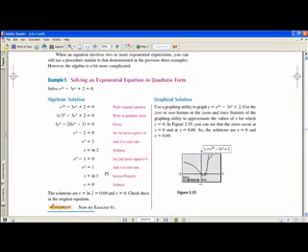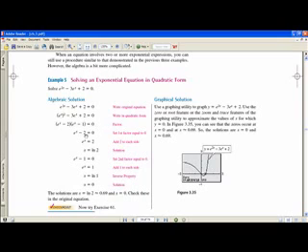Now it gets a little more interesting. We have e to the 2x minus 3, e to the x plus 2 equals 0. We imagine that this can be written in a quadratic form because e to the 2x is e to the x quantity squared. And then we can factor. We have e to the x minus 2 times e to the x minus 1 equals 0.